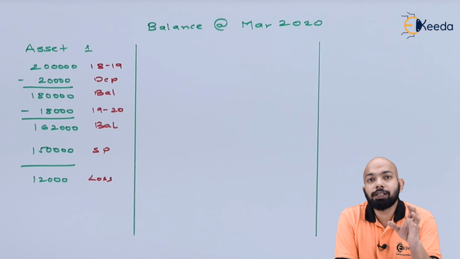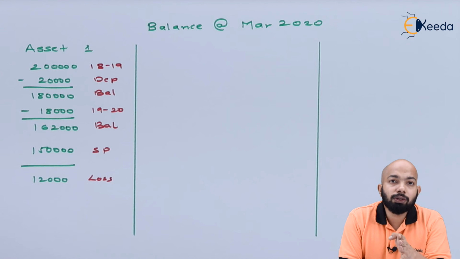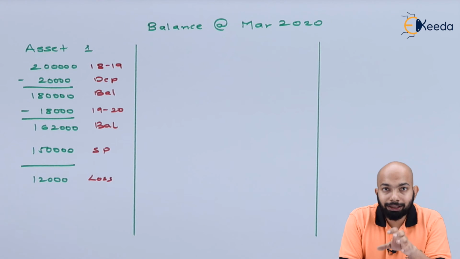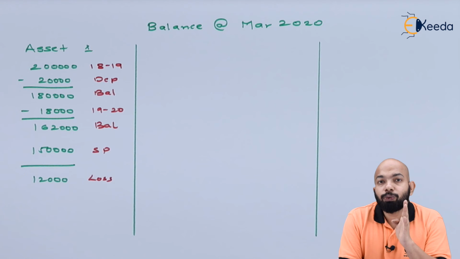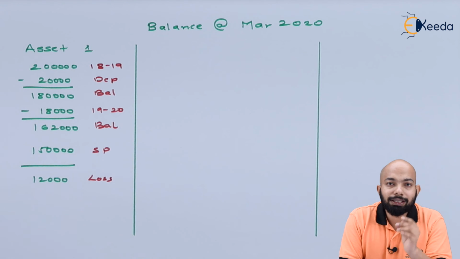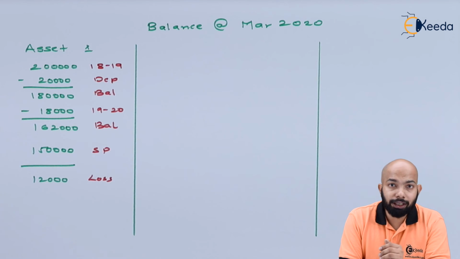That means 1,62,000 is the value of that asset, 1,50,000 is the sale price of that same asset, which gives you a loss of 12,000 on this specific asset number 1. Now, at the end of March 2020, we don't have this asset with us, hence we won't be calculating the value of this asset any further. We'll further figure out what is the value of asset number 2 and asset number 3.